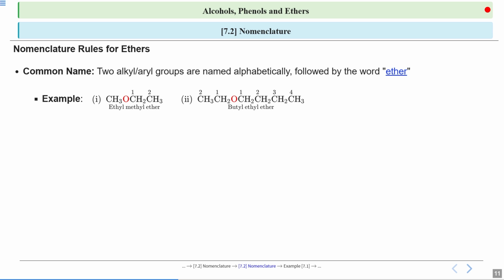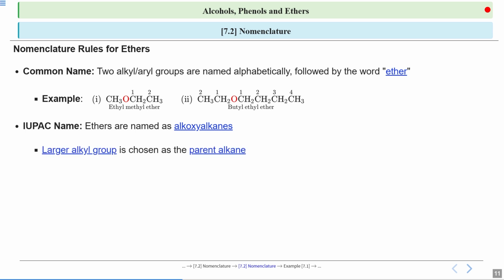For example, ethyl methyl ether. We have written the two alkyl group names alphabetically, ethyl methyl, and then you have to add the word ether. Second example, butyl ethyl ether. For the IUPAC name of ethers, ethers are named as alkoxy-alkanes. What does it mean?